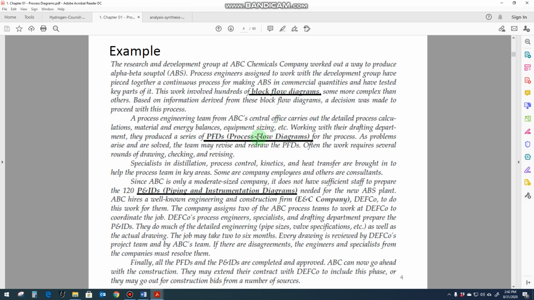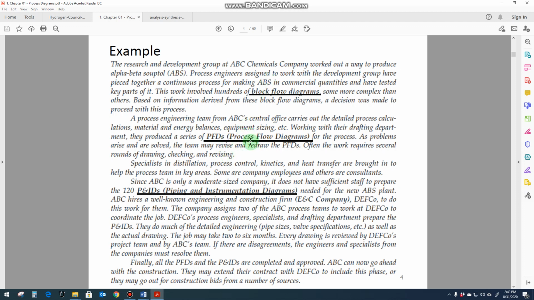Now, how can you differentiate between the block flow diagram and the process flow diagram? From the name you can see that in the block flow diagrams there will be only blocks on the diagrams, okay? And these blocks will just contain the information about the temperature, pressure, maybe flow rates at the outlet streams of any particular process. But it will not include the key details of the equipment. When it comes to the process flow diagram, it is the more advanced form of the block flow diagram.